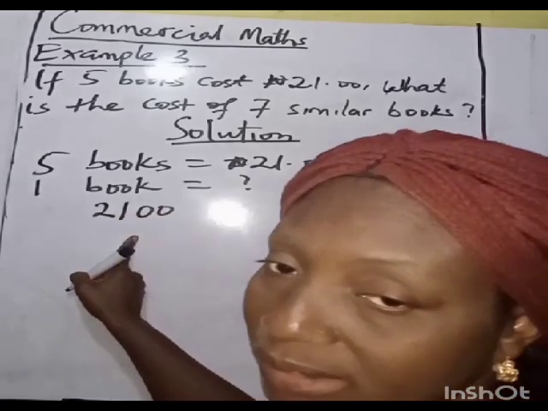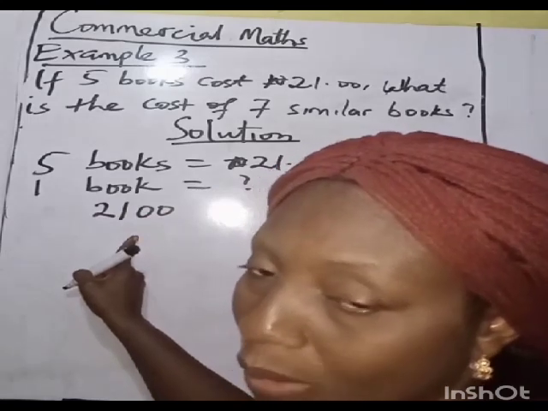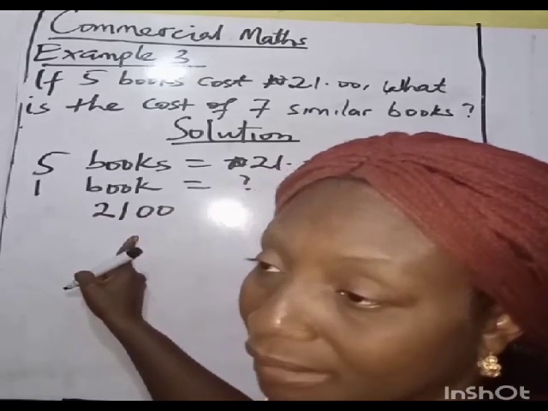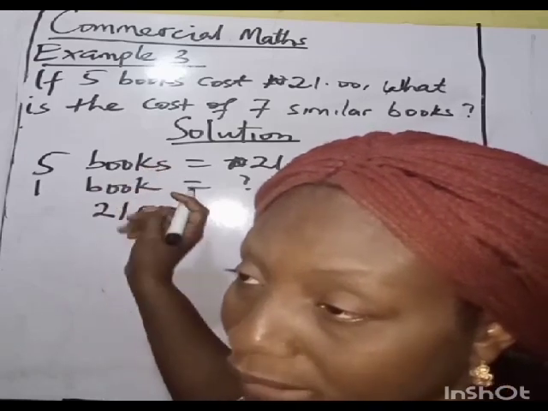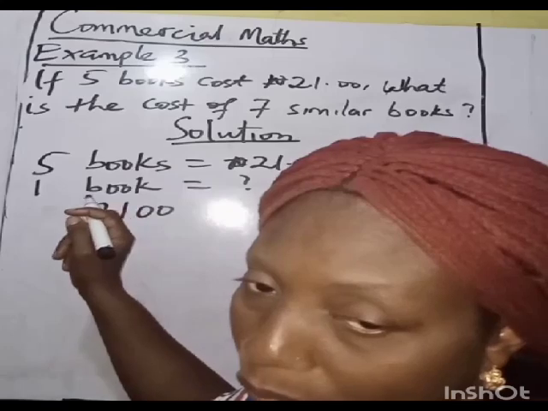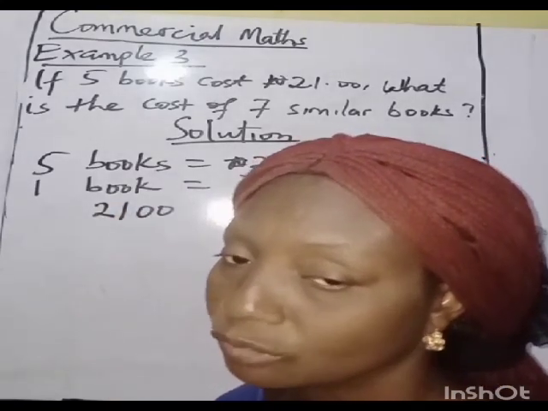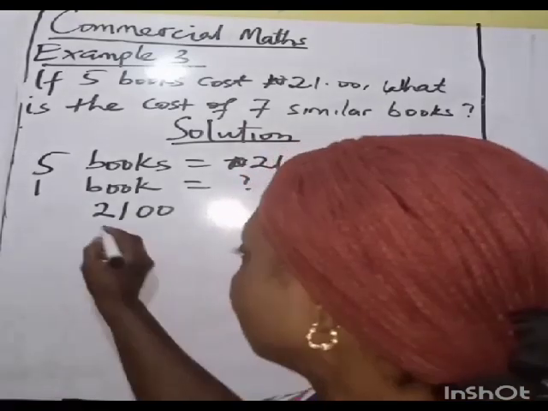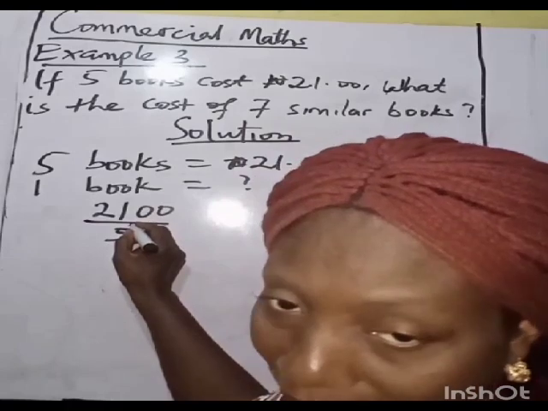21 naira, when you change it to kobo, it now becomes 2,100 kobo. Why we are changing it to kobo is so that we can divide it. You cannot start dividing with the point. So we need to remove the point by multiplying by 100 kobo. 21 naira times 100 kobo will now give us 2,100 kobo. We now divide it by 5. Use 5 as our common factor.